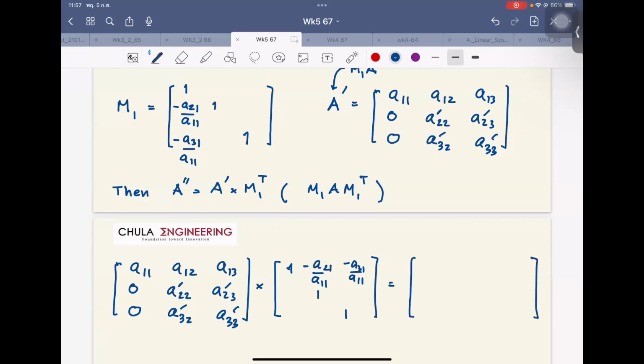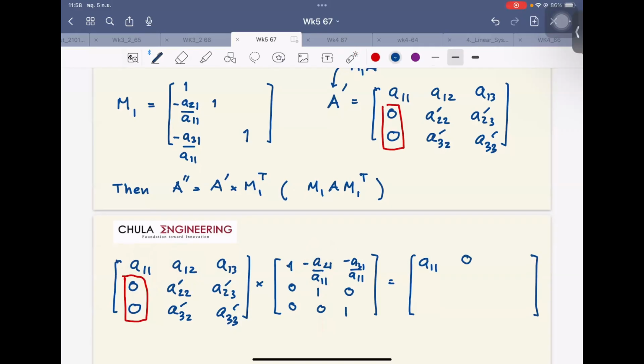So what do we get? Here we have 0. What do we get? Can write 0. Okay. So in this position, we have this multiplied. You get A11, right? And in this location, it's going to be this and this, right? A11 multiply with this plus A12. This, and remember A12 is equal to A21. So this becomes 0.